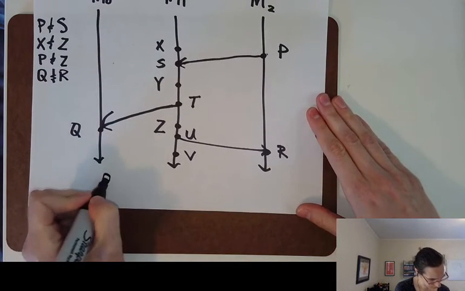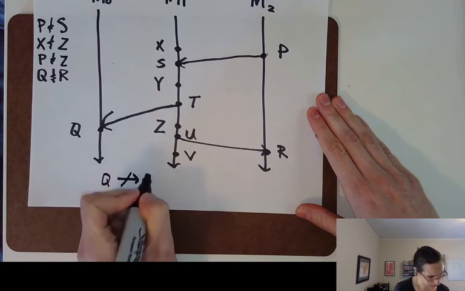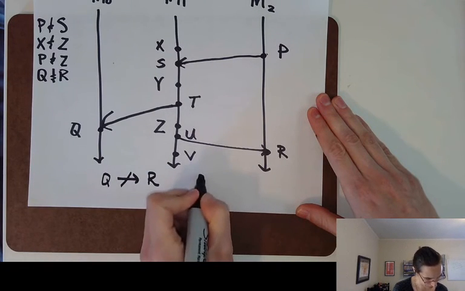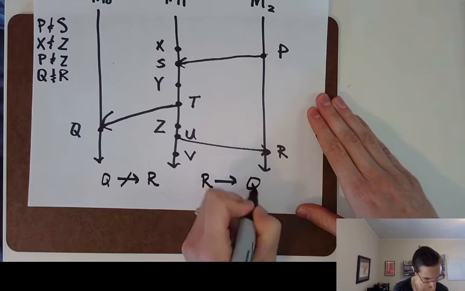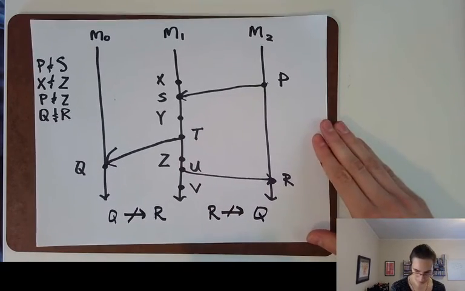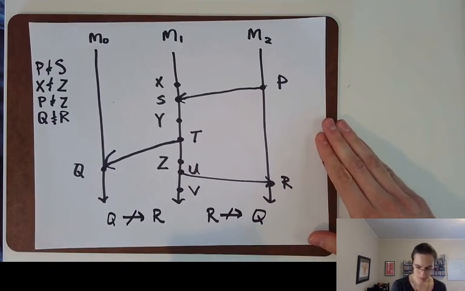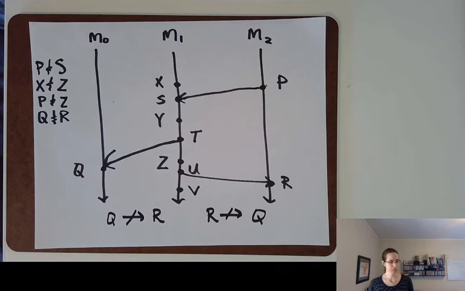We can write that this way. We can write the line with a slash through it. When this is the case for two events, we say that they're concurrent.